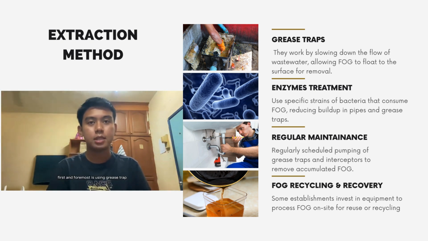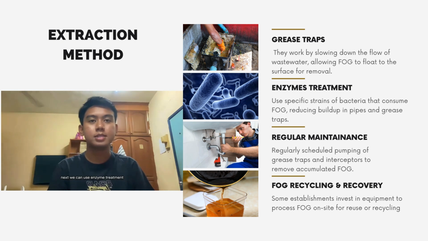First and foremost is using a grease trap. Grease traps work by slowing down the flow of wastewater, allowing FOG to float to the surface for removal. Grease traps are installed inside kitchens to capture FOG from wastewater before it enters the plumbing system, or it can be extracted by a grease interceptor, which is a larger outdoor device placed between the kitchen drain lines and the sewer system. They provide more extensive separation of FOG from wastewater.